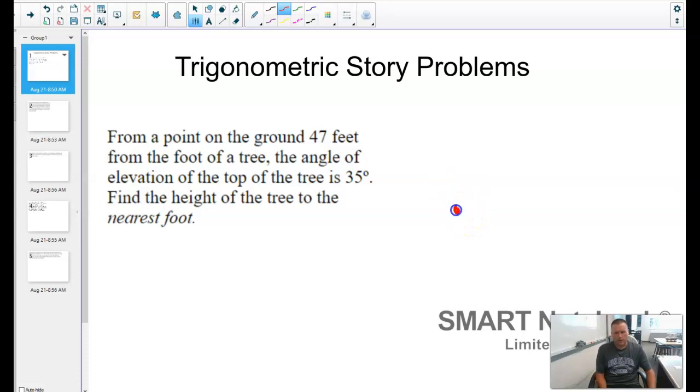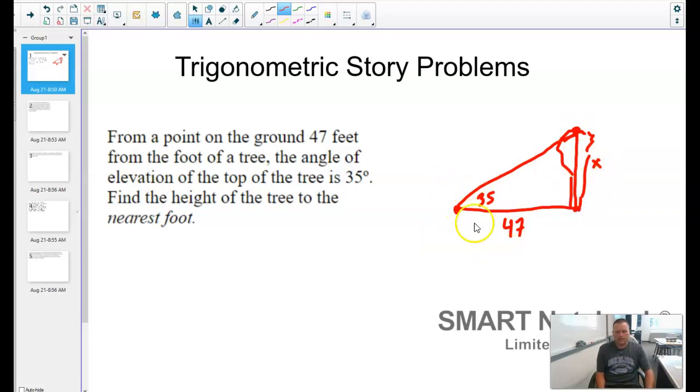So we've got this point here to the base of the tree here is 47 feet. And so we've got our tree here, however you want to draw it. And then we know the angle of elevation to the top. When it says angle of elevation, that's this angle, as you're elevating. So this would be 35 there. And what we want to know is that height right there. We want to know x here. So now I've got my triangle.